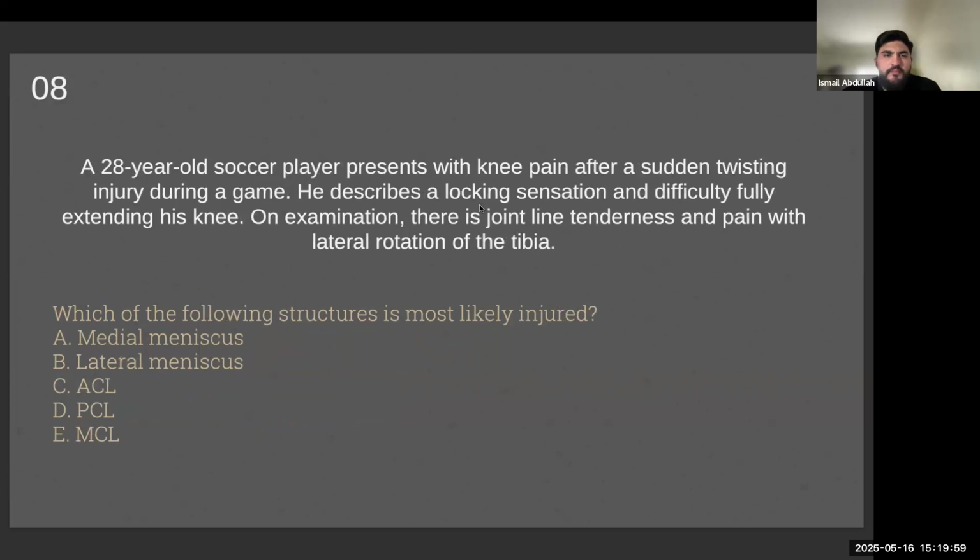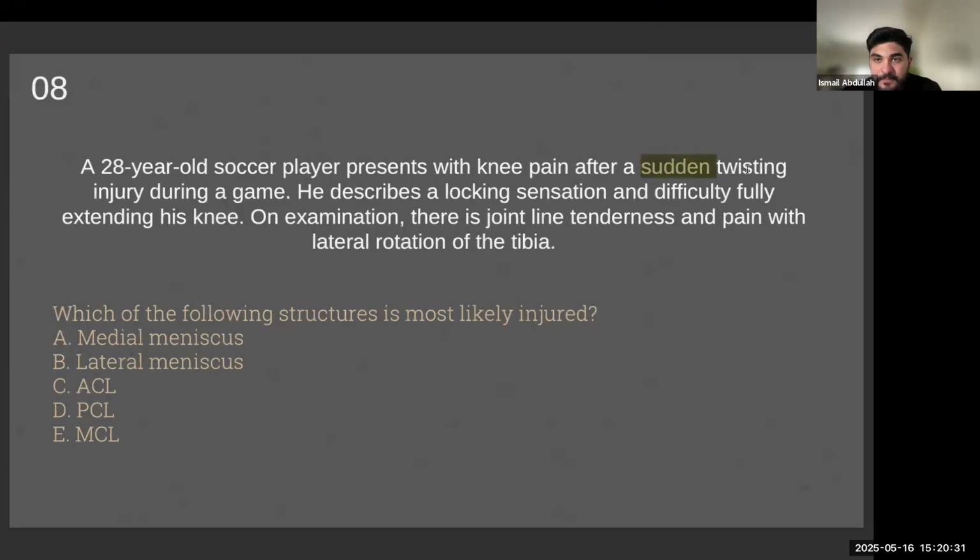Right, so a 28-year-old male presents with knee pain after a sudden twisting injury during a game. He describes a locking sensation and difficulty fully extending the knee. On examination, there's joint line tenderness and pain with lateral rotation of the tibia. What do you think went wrong with our patient?